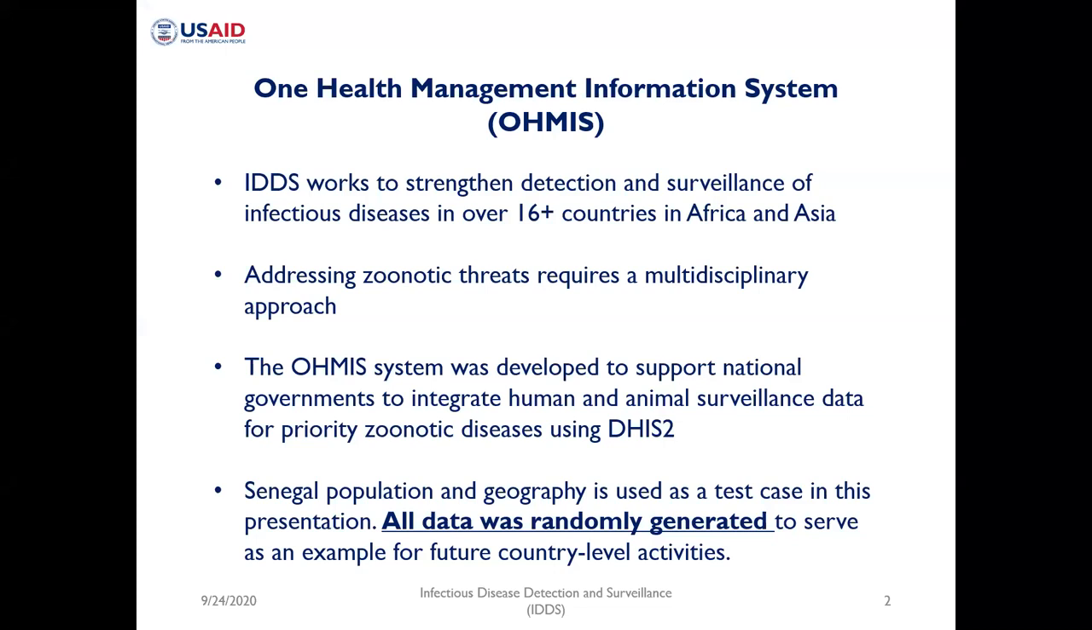So the goal of this project is to help all the national governments to have both animal and human priority zoonotic diseases in the same platform using DHIS2. In this presentation, all the data we use is generated randomly using Senegal population and geography.